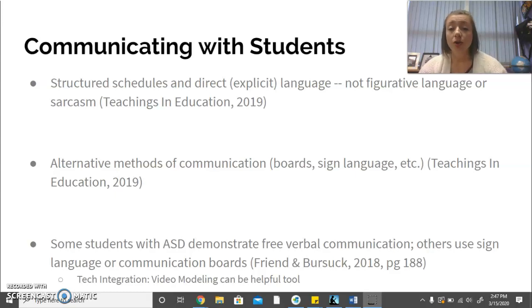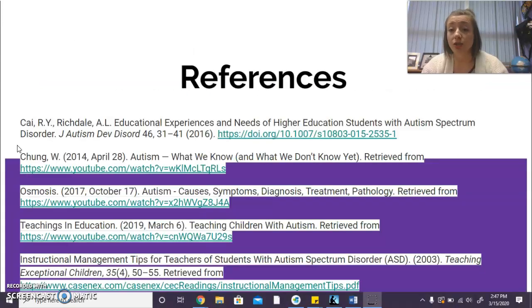It's also important to note that some students with autism spectrum disorder do struggle with verbal communication, but others don't. So while some may be able to verbally tell you what they want you to know, others may use sign language or communication boards. And again, technology integration is huge here.